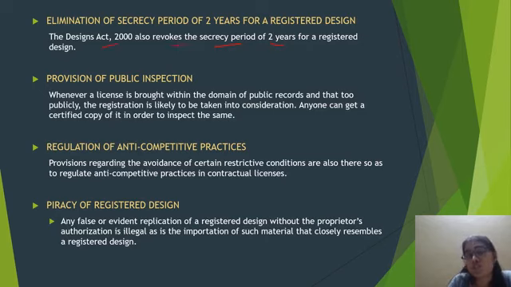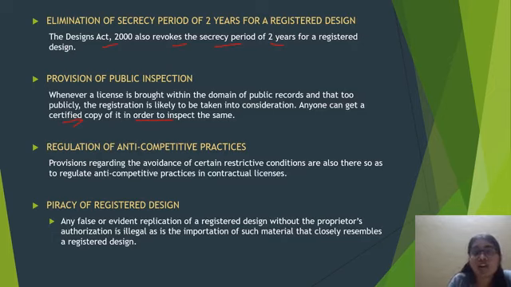It is revoked or it is eliminated. Now, the next salient feature is the provision of public inspection. Any person can inspect. Any person can get a certified copy of the license or registration, and he can also inspect the same and raise objections if any.